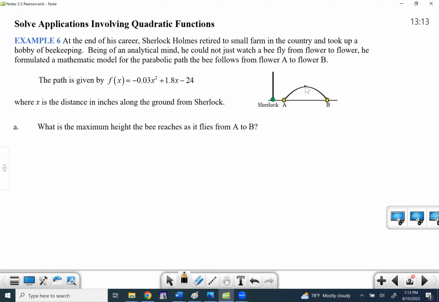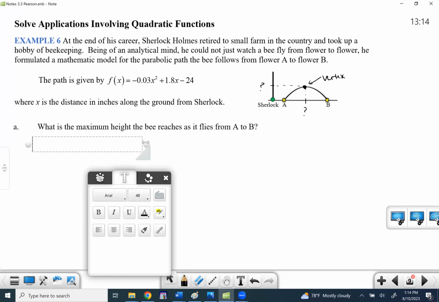So they want us to find this, right? So that's going to be the vertex. Now we have to ask ourselves, does it want the x value of the vertex, or does it want the y value of the vertex? I'm going to claim that it wants the y value because it wants the highest it goes, and that could be found over here. So we need to find the y value of the vertex.